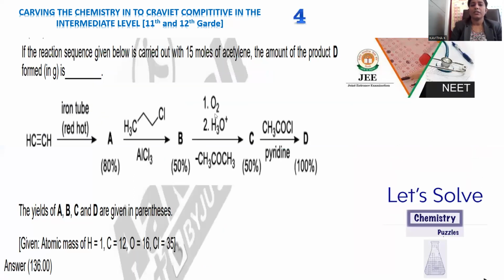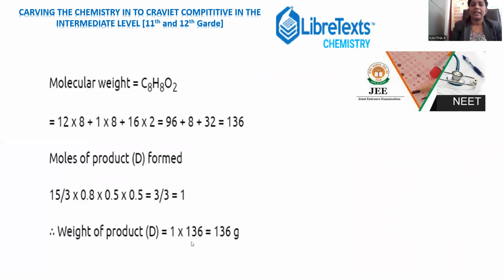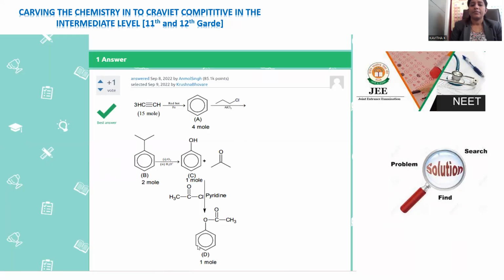As per the question, they mentioned 15 moles of acetylene can be taken. 3 moles generates 1 mole, so 15 moles generates 4 moles. Right, so here B will be formed in 2 moles, C will be formed in 1 mole, and D will be formed in 1 mole only. This is the way we can convert a chemical equation into number of moles. Later on, it's the final product weight we need to estimate.